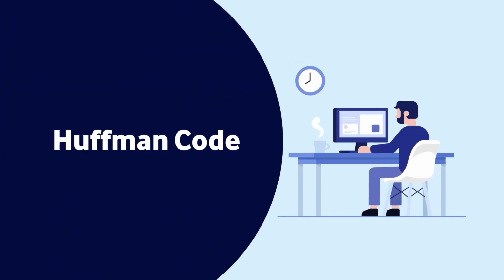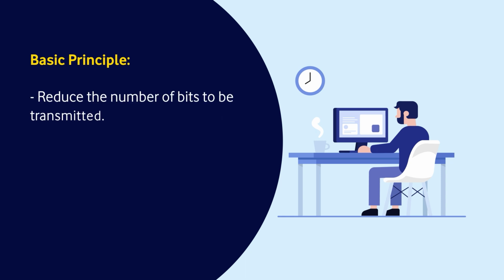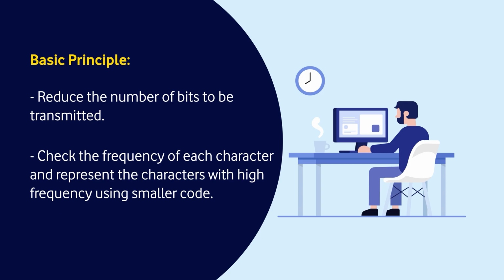Now, the question is, can we do it better? That is where Huffman code comes in. The basic principle is very interesting in case of Huffman code. What it does is reduce the number of bits that are to be transmitted. That is obviously the thing we would like to demonstrate. However, how does it do that? It checks the frequency of each character and represents the characters with high frequency using smaller codes.